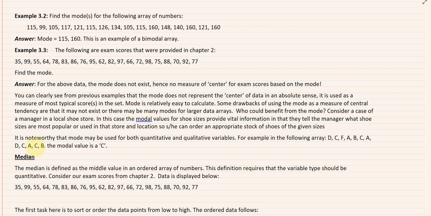Okay, next let's take a look at the median. Now, the median is what we call the middle value in an ordered array. The middle value. So in order for the median to be found, the data must be ordered. We have an ordered array of numbers. An array is just a listing. This is a listing of numbers. So all we have to do is order these numbers from low to high.